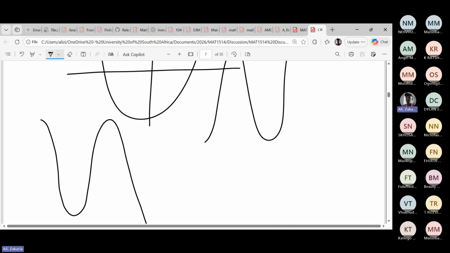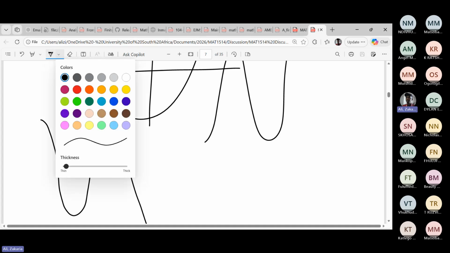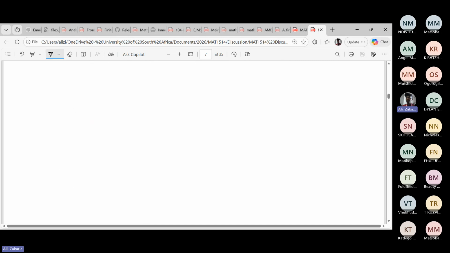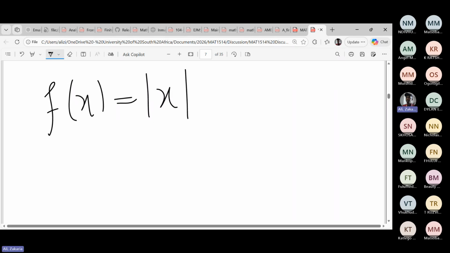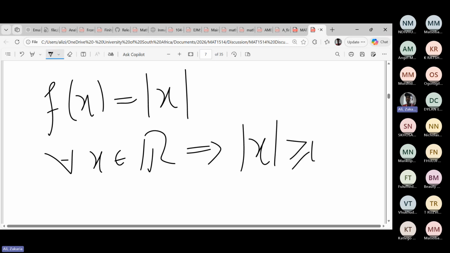There is another type of function which they usually call absolute value functions. So I'm going to define the absolute value function. Let's start with f of x equal to this. These double bars they call the absolute value. The absolute value function of x is always positive. For any input x, the absolute value of x is always greater than or equal to 0, so it's a function that will always be positive.